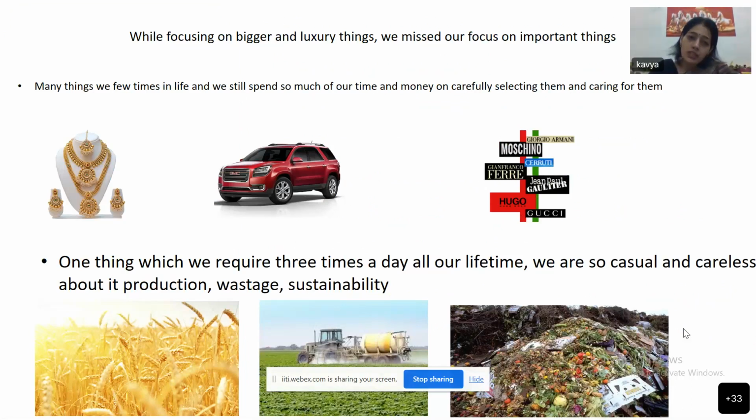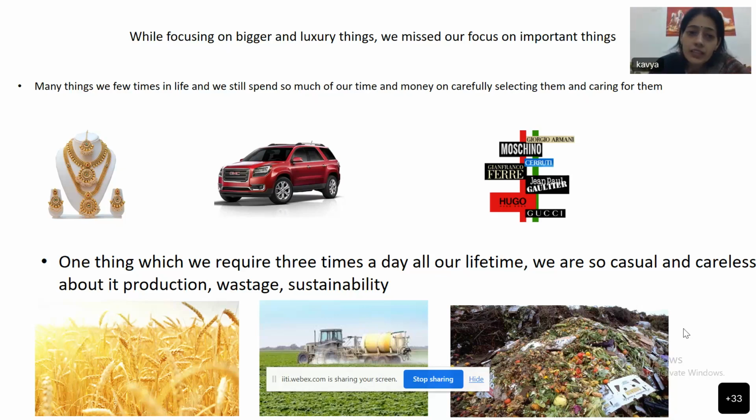Now, while we are focusing on bigger and luxury things, what we miss out is the important things, the things which make us. Everybody is very careful while buying gold, a car or branded clothing, but nobody is careful about where their food is coming from. Thrice a day we need food. Once or twice a day we need a car. And maybe once a week we need branded clothing; the same shirt, we may repeat it. But food we need thrice, and there is actually no connect.